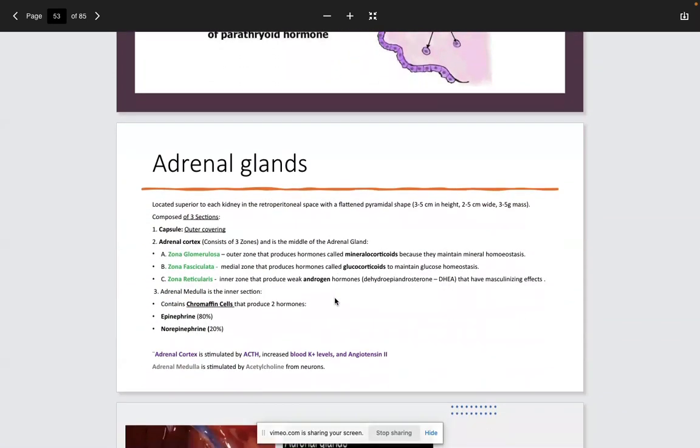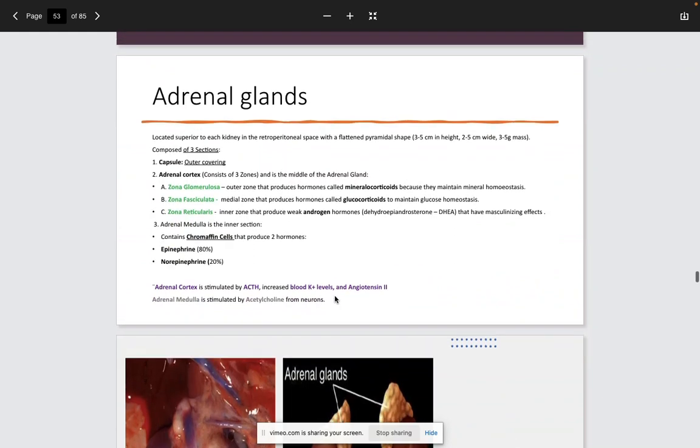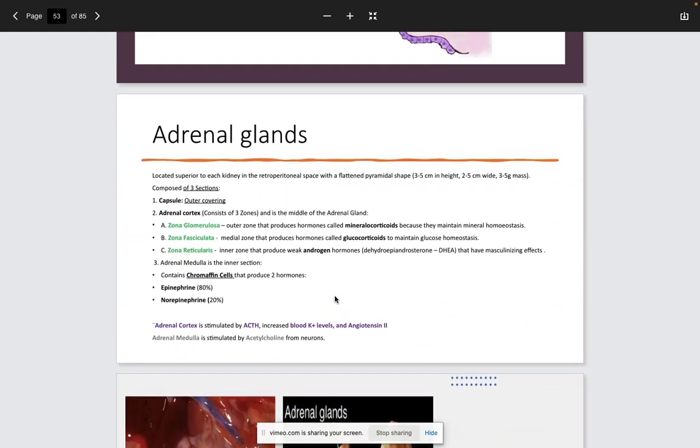Wrapping up, guys, I know this has been a long lecture. But let's talk about the adrenal glands very quickly. So the adrenal glands are going to be present at the superior portion of the kidney. They're going to be responsible for the secretion of three different hormones. That's going to be aldosterone, cortisol, and the androgens.